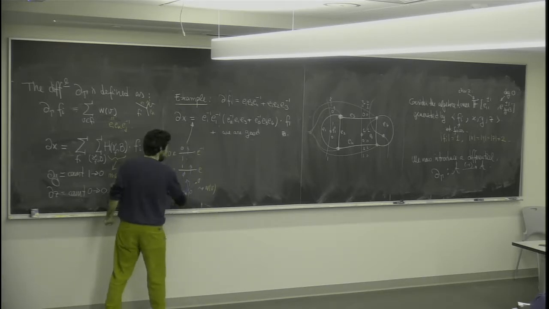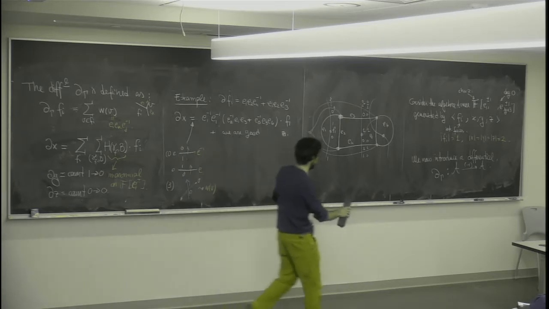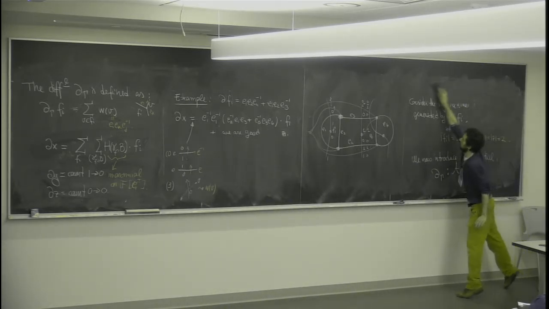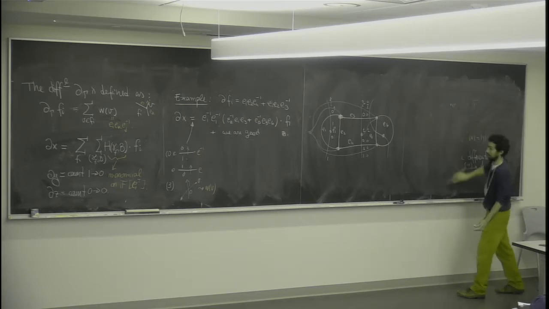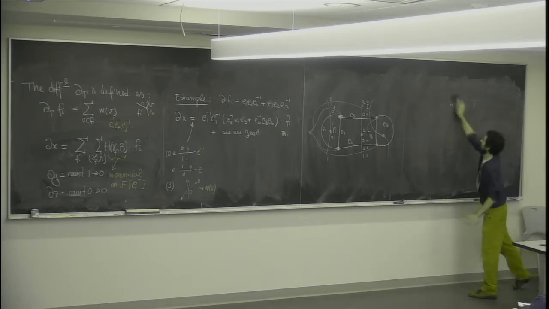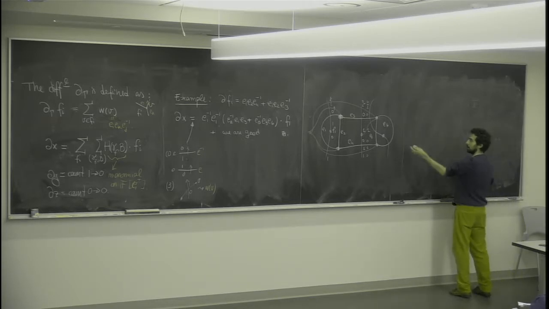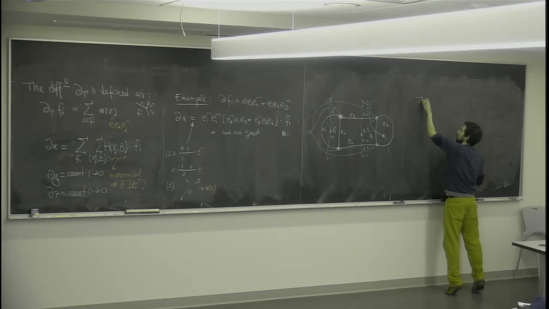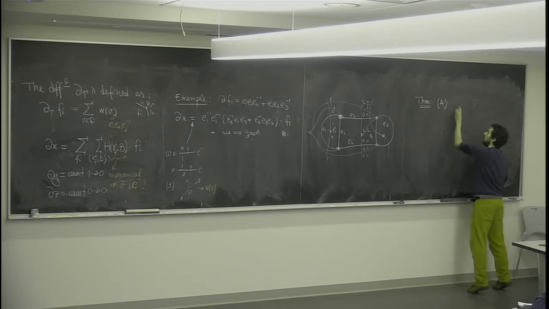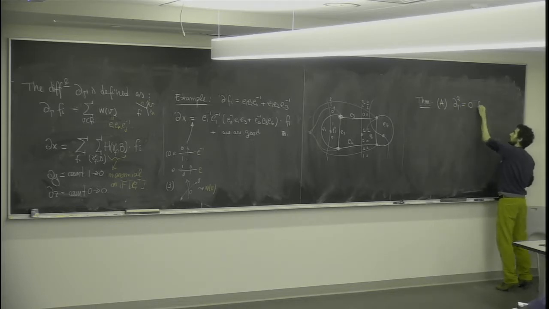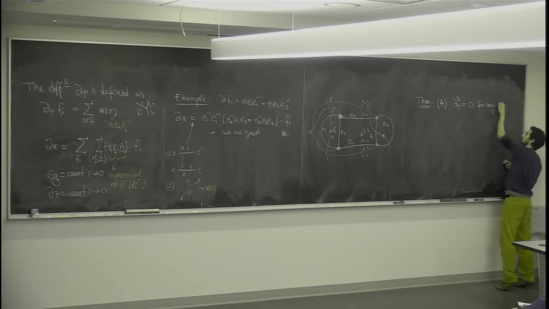So now comes the main theorem, which makes at least some sense algebraically. First theorem: del squared is 0. And also, this is independent of the choice of the garden, of the decoration. That's part A. So del gamma is 0 for any decoration gamma in a given graph.